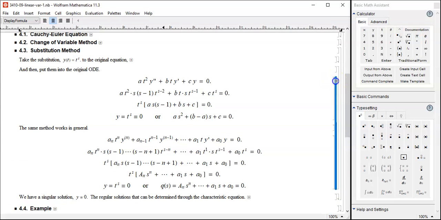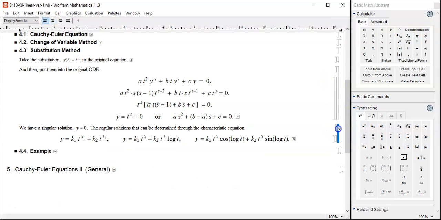Oh no, this is for the general case. Quadratic case: 2 different real roots. And then double root, we have log of t popping up. And then we have complex roots, then cosine of log, sine of log. You're going to get this kind of expression.